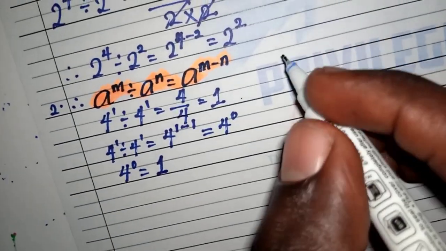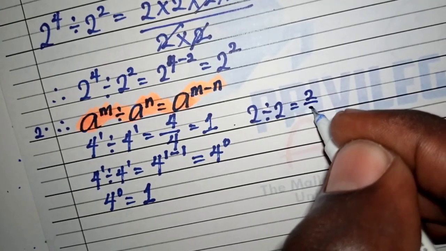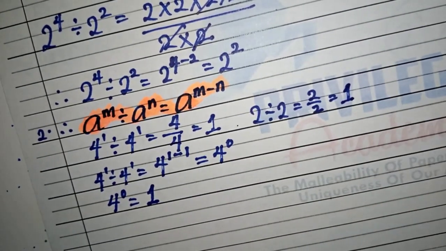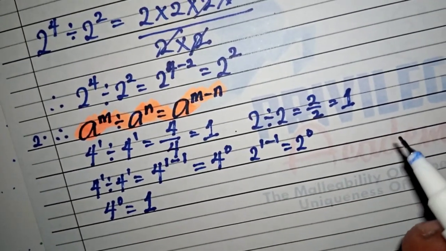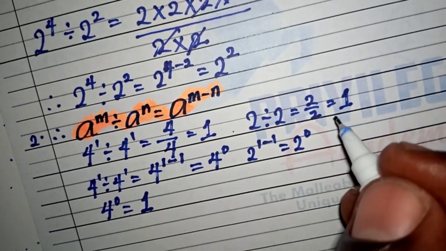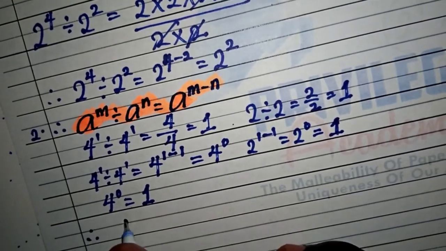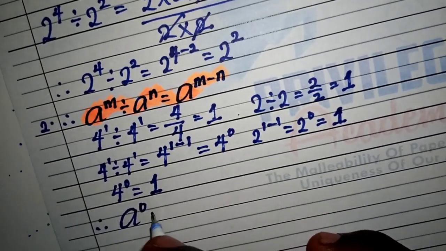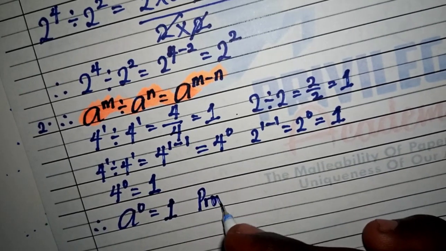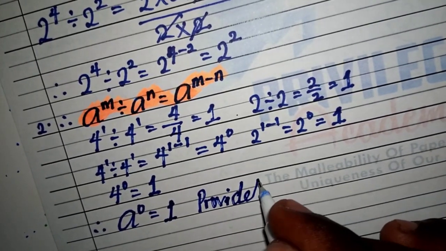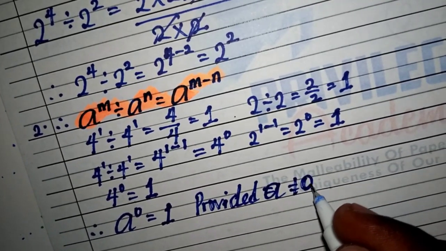If we try this with another number like 2 divided by 2, this will give me 1. If I apply the law, I will have 2 to the power of 1 minus 1, that's 2 to the power of 0. It shows this will also equal 1. Hence, we can generalize that if a is raised to the power of 0, our result is 1, provided a itself is not equal to 0.